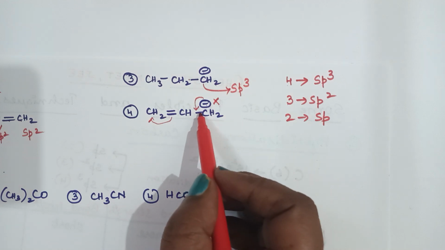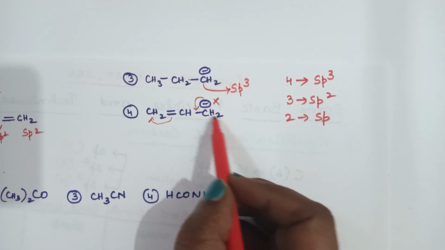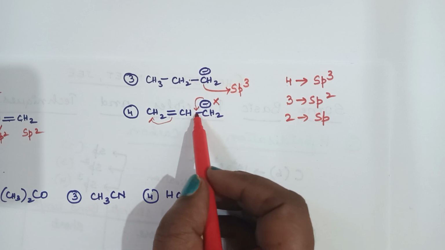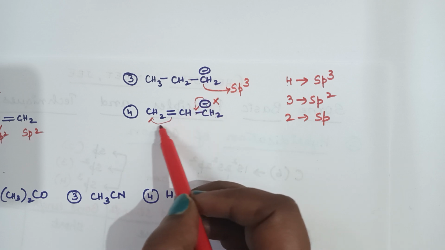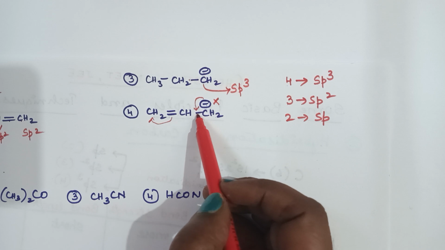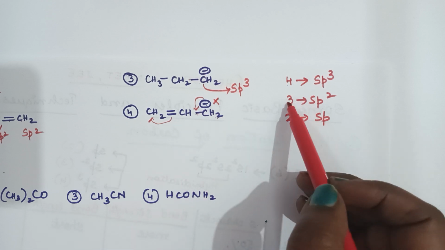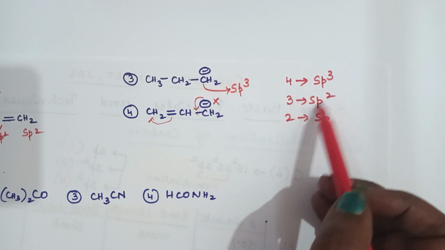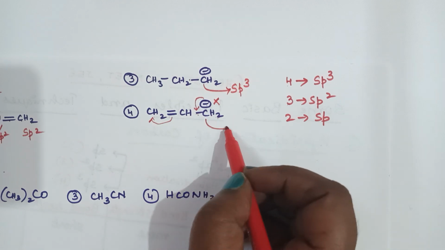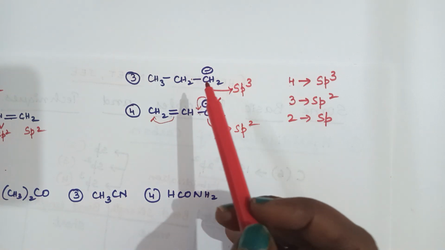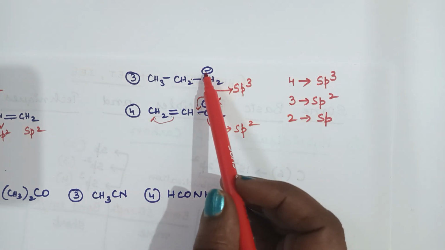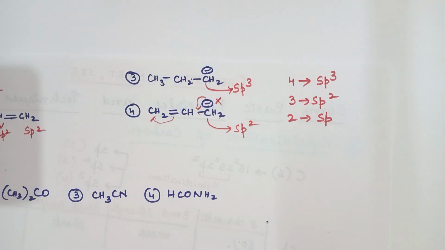Whereas here, 1 sigma bond and then 2 hydrogen atoms means 2 sigma bonds. 2 plus 1, 3. So here this is not considered as a lone pair because it is involved in resonance. Therefore 1 plus 2, it is 3. If it is 3, then it is sp2 hybridization. So this carbon will be showing sp2 hybridization. Therefore you should remember how to find hybridization if a negative sign is there.